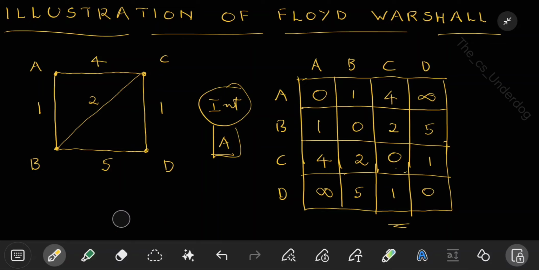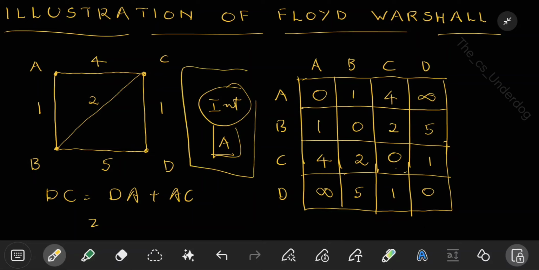If you take DC, it will be DA plus AC. The value of DA from here is infinity, so again it will go to infinity. 1 is way better than infinity, so we'll keep 1. 0 is also the best possibility. We don't have negative weight edges here. I'm not changing it. So when you considered A as intermediate vertex, nothing changed. The whole distance matrix stayed as it is. Not a single value changed.